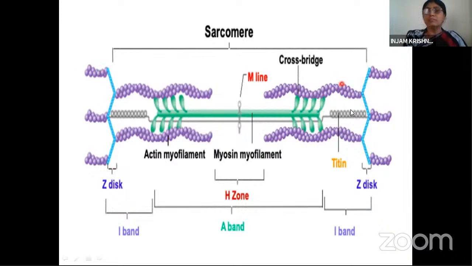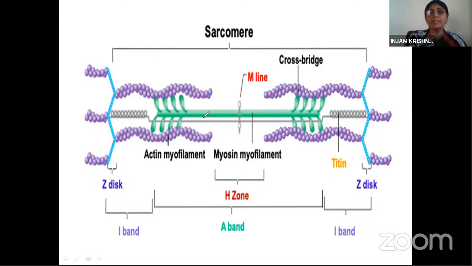Z line, actin proteins. They are connected with the Z lines. The center of the sarcomere is the myosin protein. Yes. In the previous image, we have seen the meromyosin structure, head and tails.